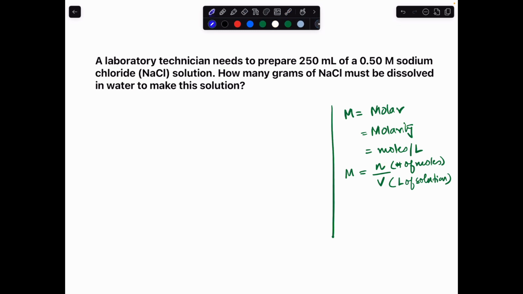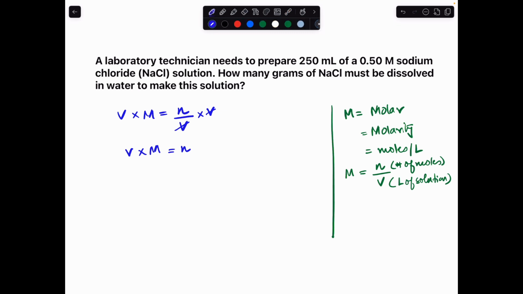So let's write that formula out here. M is equal to n over V, and then we rearrange the formula because we want to solve for n. By multiplying V on both sides, we get n is equal to V times M. Now M is already given to us, but notice carefully the volume given to us is in milliliters, and as per the definition we need liters of solution. So the first thing we need to do is change the milliliters to liters.